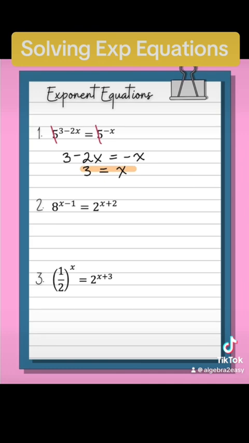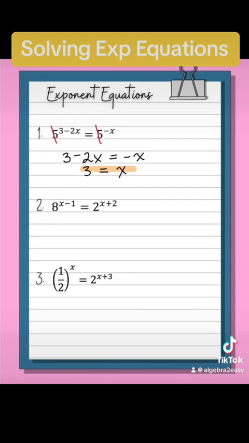Now, number 2 looks like number 1, except the base values aren't the same. But if the base values were the same, then I could drop them out of the problem and solve for the exponents. So your job is to make the base values the same. I have an 8 and I have a 2.